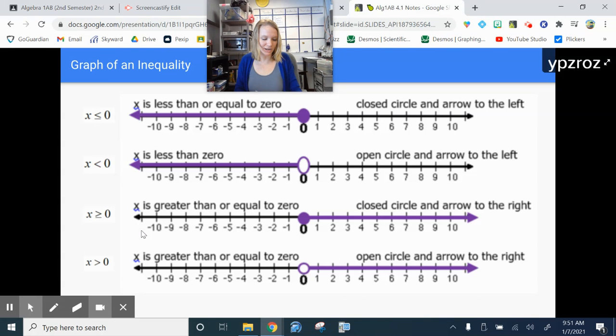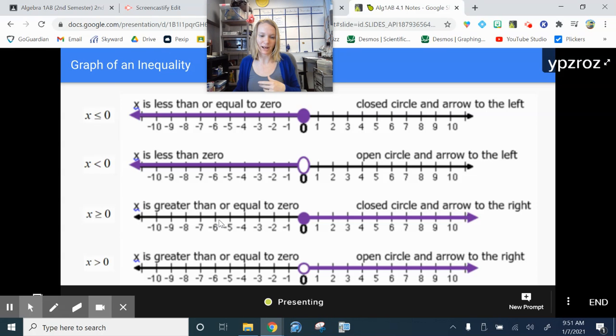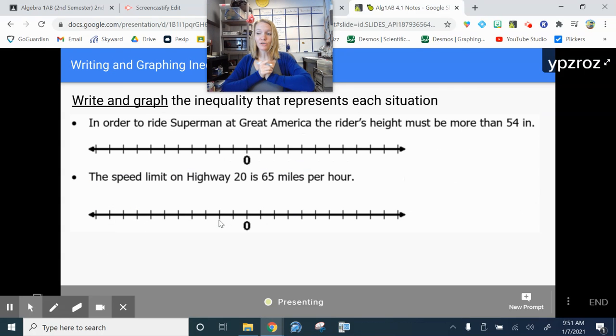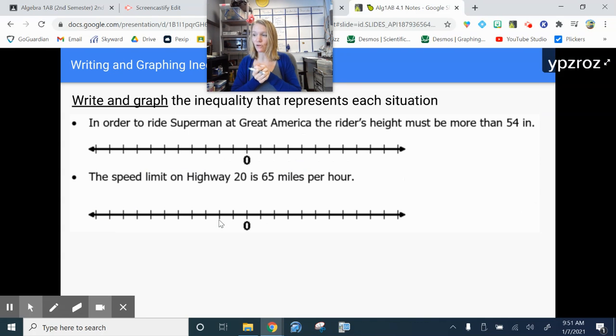Even if you're following along on the notes packet, there's actually nothing for you to do here. It's already filled in. It's just giving you guys that review from yesterday. Okay. All right. So now we're going to write and graph. I think this is one that I'm going to do, and then the next one you guys are going to do.